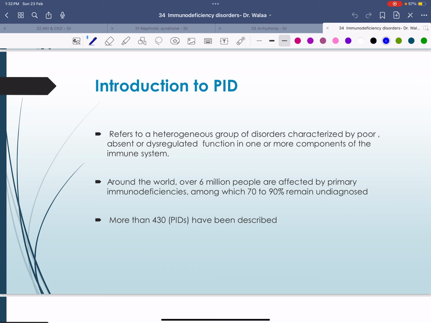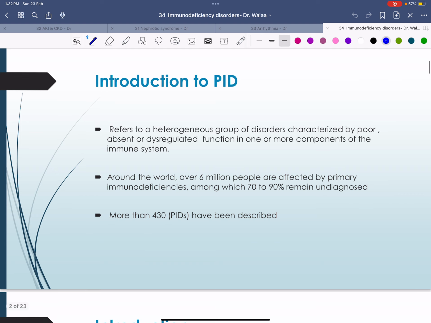The problem with immune deficiency is that it's estimated that around 6 million people around the world have some sort of primary immune deficiency. However, of all these 6 million people, only 10 to 30% are diagnosed. Meaning, most primary immune deficiency patients are still undiagnosed, misdiagnosed, or not diagnosed at all, okay, or underdiagnosed.